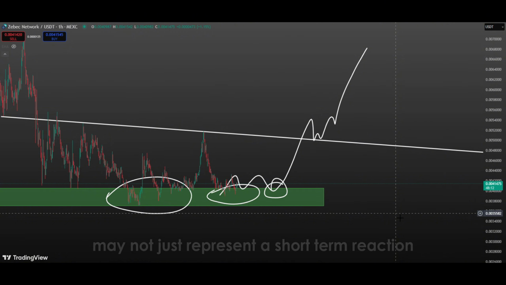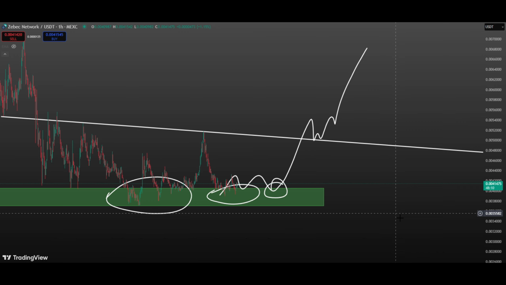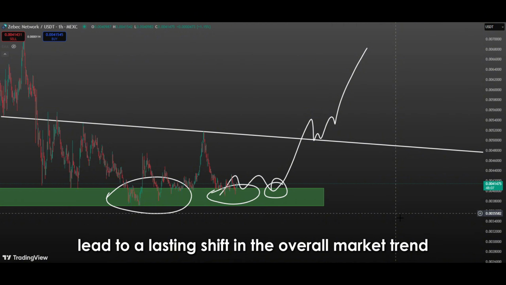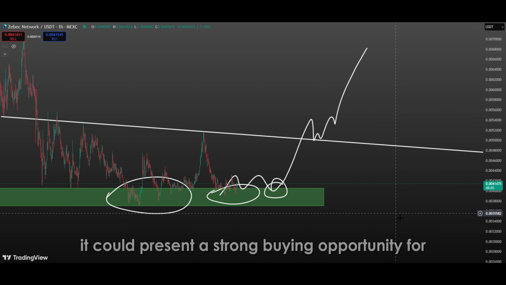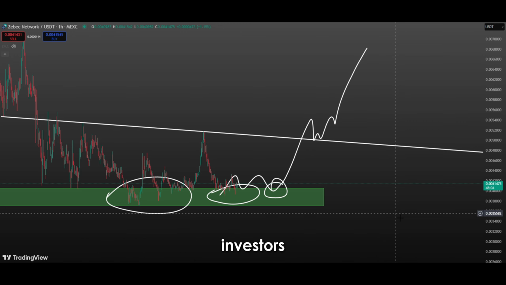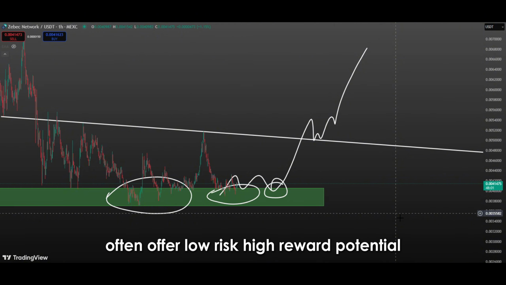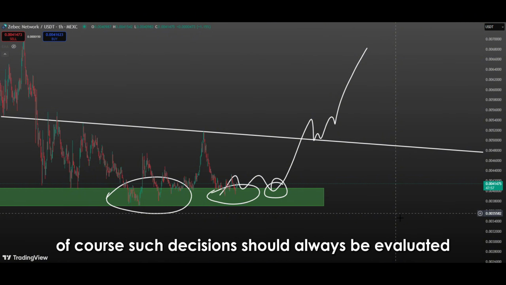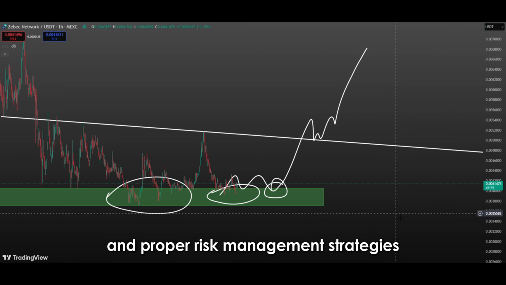Additionally, a bounce from this area may not just represent a short-term reaction, but could also be the beginning of a new bullish wave. This bullish wave may have the potential to test previous highs and possibly lead to a lasting shift in the overall market trend. If the price completes its movement in this zone and begins to gain upward momentum, it could present a strong buying opportunity for investors. Areas where prices arrive after a decline often offer low-risk, high-reward potential. Strategic positioning at this point could allow investors to enter at the beginning of a trend, thereby maximizing potential gains. Of course, such decisions should always be evaluated in conjunction with other technical factors and proper risk management strategies.